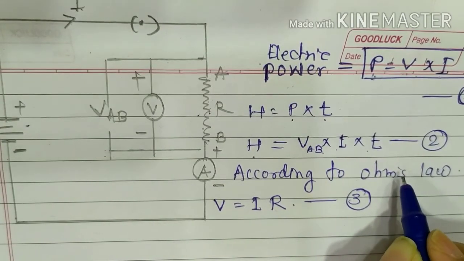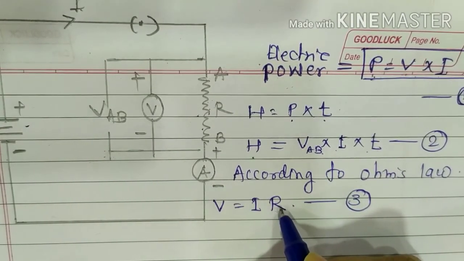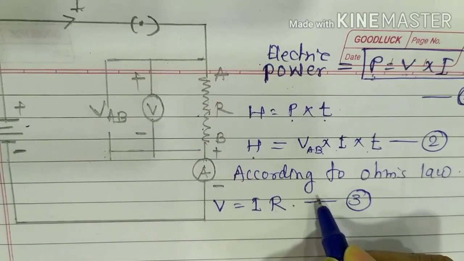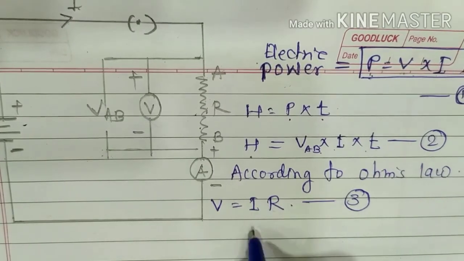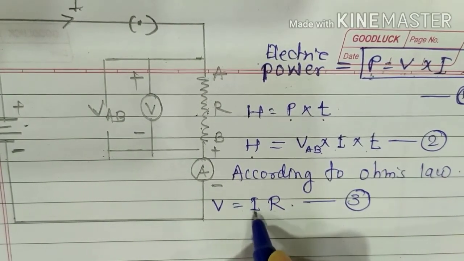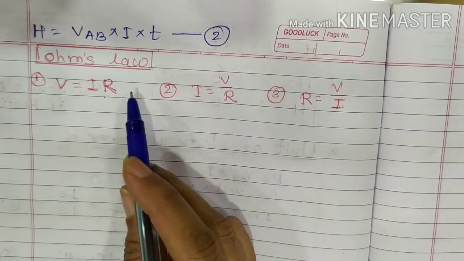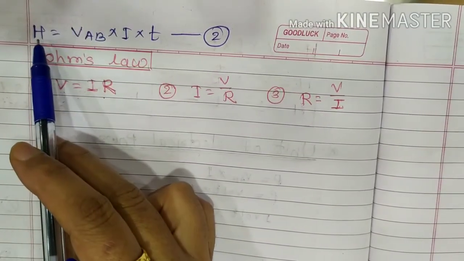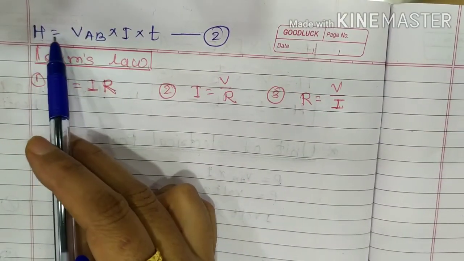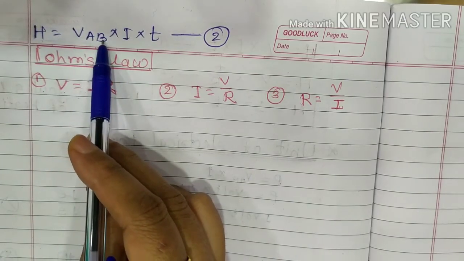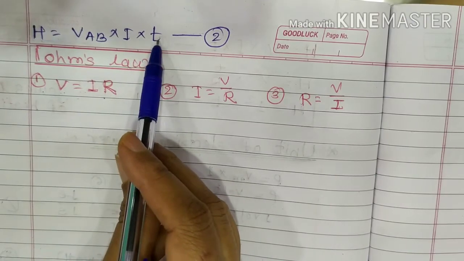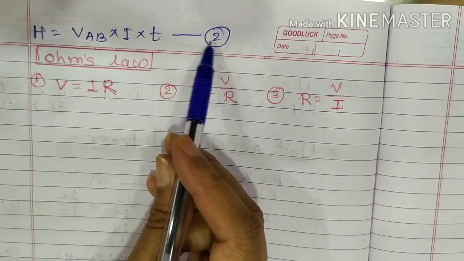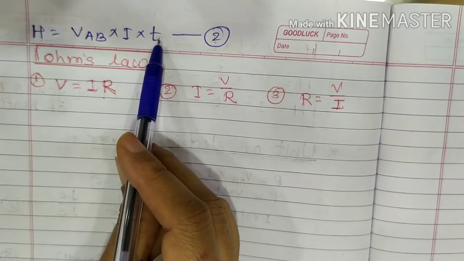So let us see. I write this formula again in 2 types. What are those 2 types? First, V is equal to IR. We get the equation that heat is equal to V across AB, that is the potential difference across AB, into I into T. This is equation number 2. By this equation we count the heat in the resistor.